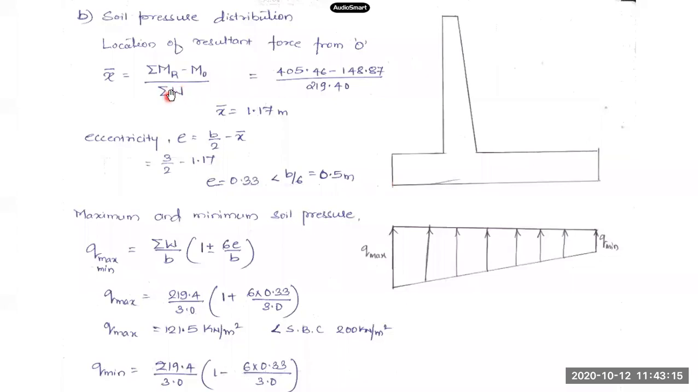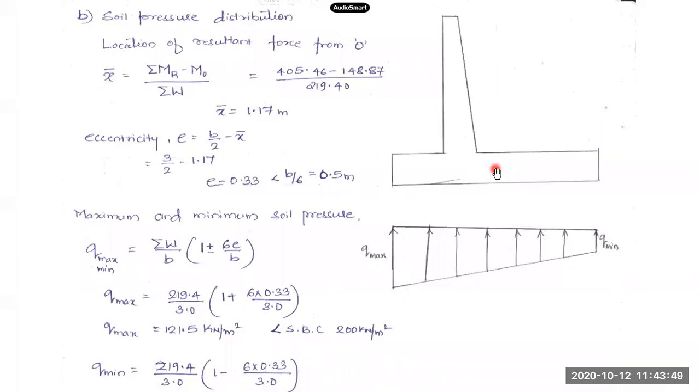We already have this resultant magnitude W. When you add all the components, the weight of backfill plus weight of the stem and weight of the heel slab, which are acting in the vertically downward direction, together they give me the resultant force in the vertical direction. I have determined the intersection of that resultant with the base, the x-bar, which comes out to be 1.17 meters from point O.